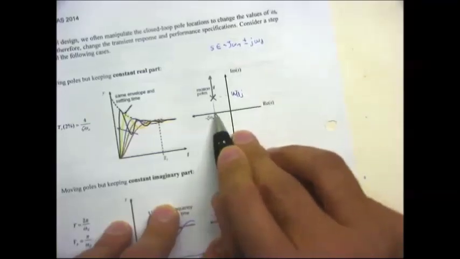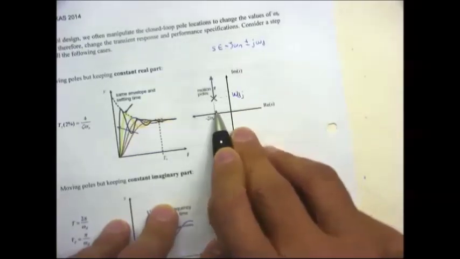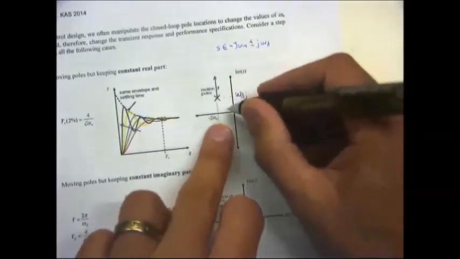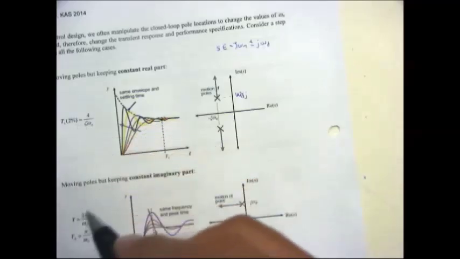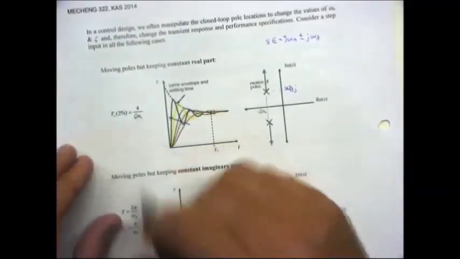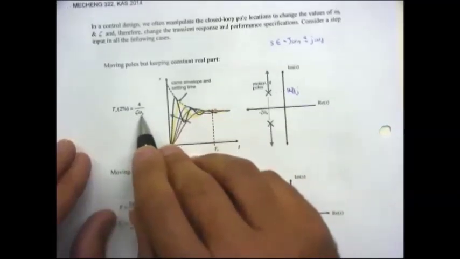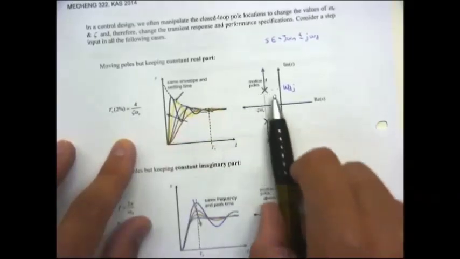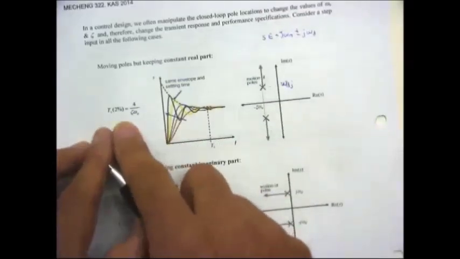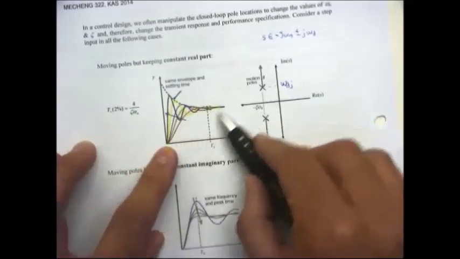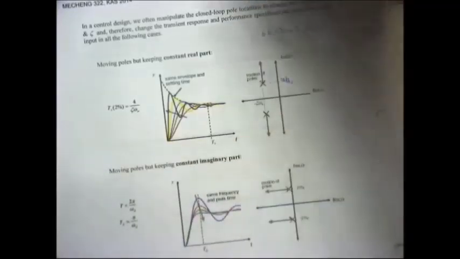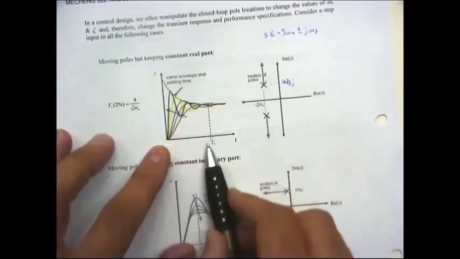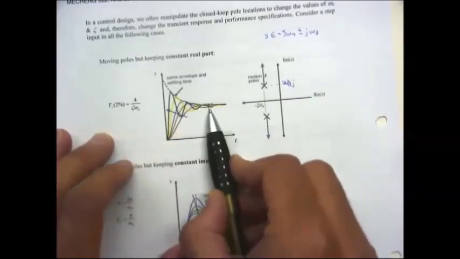So negative zeta omega n is the real part of the pole, and I'm going to keep that constant and only change omega d. So what you can do is look at all the different performance specifications, which I have in a previous page, settling time, etc., and you'll notice that the settling time is a function of the product zeta omega n only. Which means that if I'm keeping zeta omega n constant and I move the poles, I'm keeping the settling time constant.